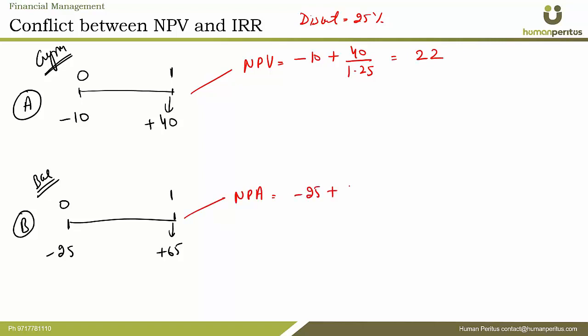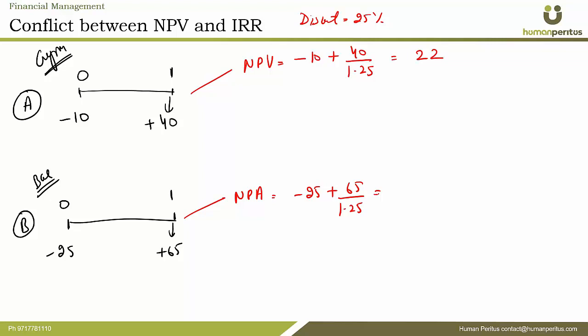Minus 25 plus 65 divided by 1.25, and this is what we discussed in the previous class, right? How we discount the cash flows. In fact, you also had a good long class with Meenakshi ma'am about time value of money and discounting cash flows. So I'm using nothing but the same thing only.